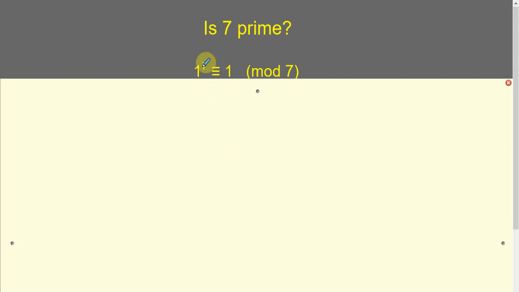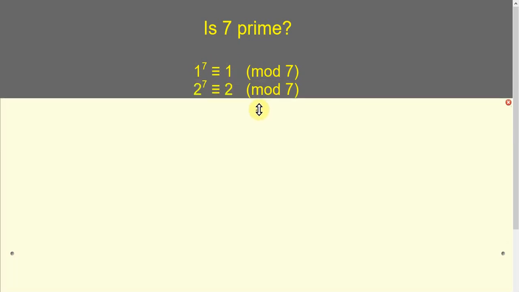And of course 1 to the 7 is 1, so yeah, 1 is congruent to 1 mod 7. So that is a yes. And let me just say, by the way, that will always be true. So that was kind of pointless to do, and I just wanted to make that clear. Using a base of 1, that will always work no matter what the number is. Okay, but then it gets a little bit more interesting.